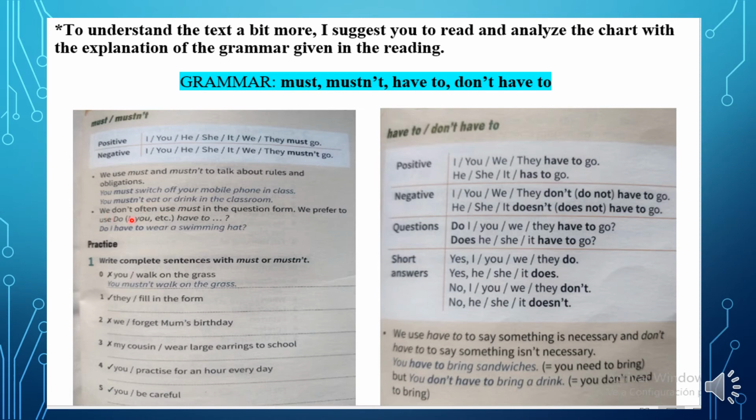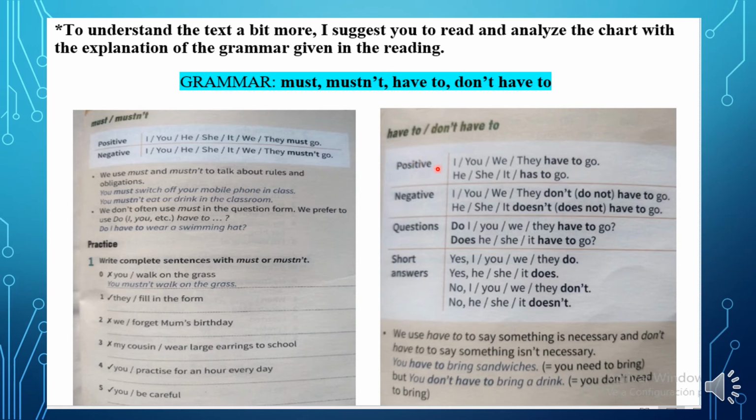So we don't often use must in the question form. We prefer to use do. For example, do I, do you have to wear a swimming hat? Do you have to go to the English classes, for example, and so on. Here you have some activities to practice. So pay attention to the grammar explained in this first part.